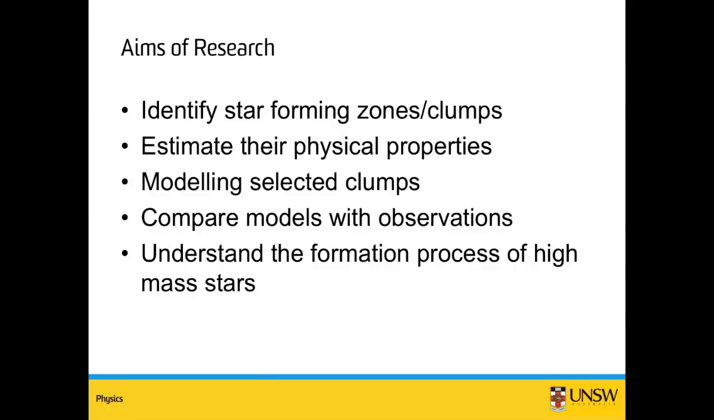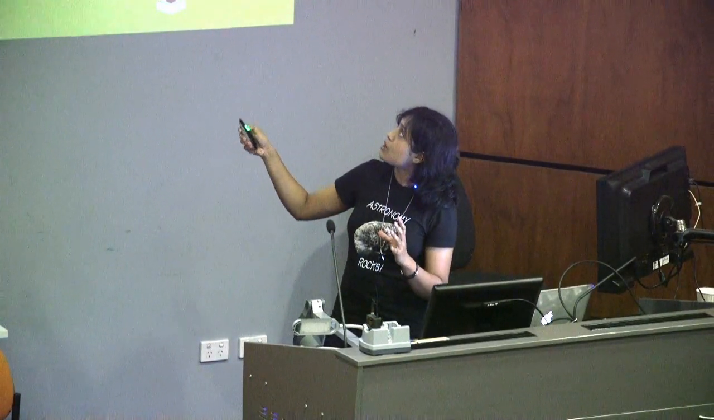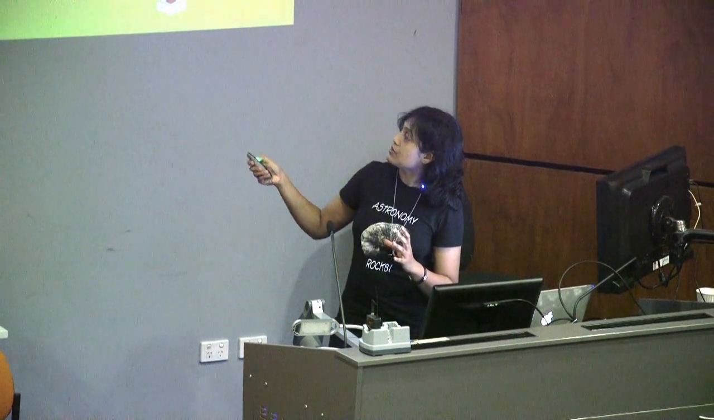So what I'm doing in my PhD, the research aims are to identify star-forming zones or clumps. I'll be going through all these jargons later on. Estimate their physical properties. So the star-forming zones, their molecular cloud is there, and how those molecular clouds form into stars. I'm identifying which zones are forming stars, and then estimate what sort of physical properties they have. Then modeling those clumps, some of them, compare those models with observations, understand the formation process of high mass stars.